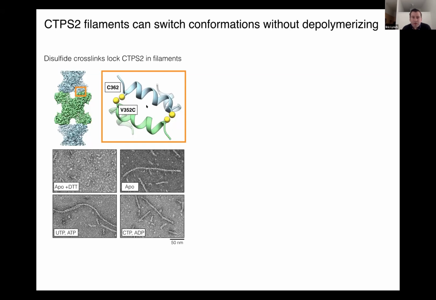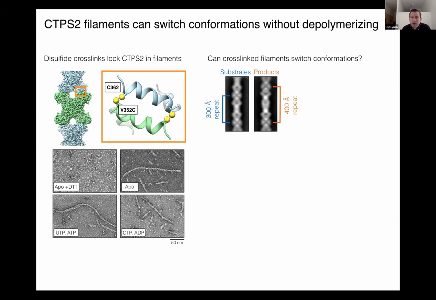And so that worked quite nicely. You can see down here, in the presence of reducing agent, you don't have filaments. But if you remove reducing agent, you get spontaneous polymerization, either with no nucleotides present or in the presence of substrates or products. And then we wanted to address, well, can these covalently cross-linked filaments switch conformations?